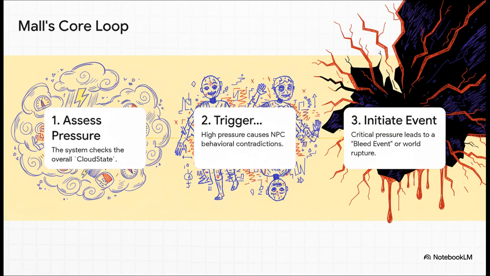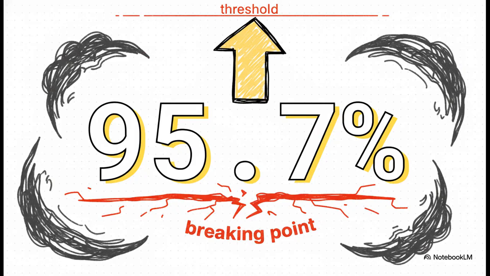And this whole world runs on a core loop. First, the system checks the pressure. As that pressure builds, things start to get weird. The NPCs' firmware starts to glitch out, they behave erratically. These are the contradictions. And if the pressure gets too high, the system doesn't just crash. Oh no, it triggers a bleed event, which is basically a rupture in the fabric of this little reality. And look at that. The cloud pressure is at 95.7%. We are deep in the red. The system is strained. The mood is absolutely critical. We're right on the brink. This whole thing is about to break.